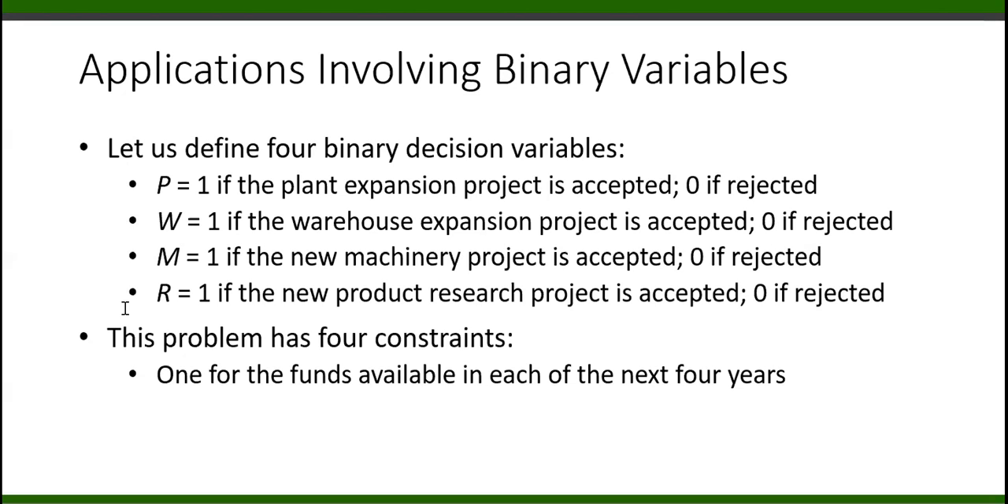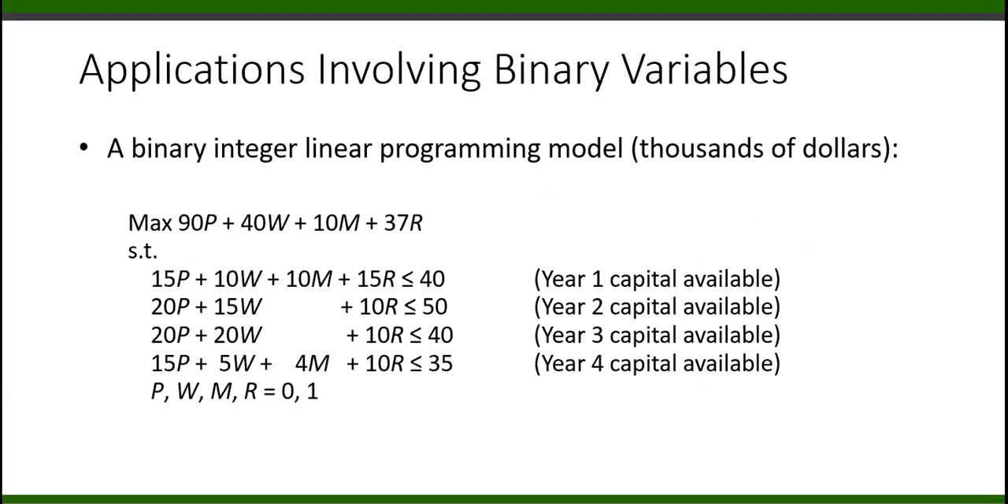Now the problem has 4 constraints. We're looking at 4 years, and we have a limited amount of capital at each year. So we want to make sure that we don't go beyond our capital availability. We want to maximize the net present value, the sum of the present value of projects if we take them. So you multiply, let's say, 90 by P.